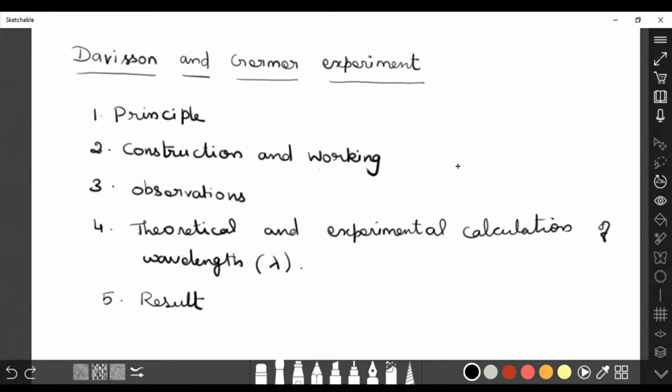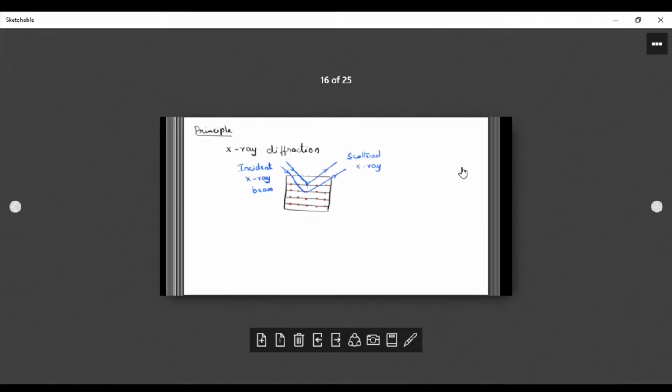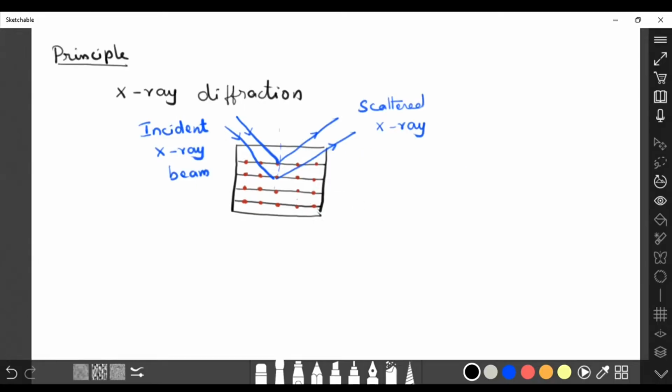The first point is the principle. So what is the principle, how does it work? Let me give the introduction for this Davisson and Germer experiment. They followed Bragg's law as a reference to prove the wave nature of matter. Wave nature of matter means here they considered the wave nature of electrons. That means the fast moving electrons are behaving like a wave. That is the principle. Fast moving is nothing but accelerated electrons.